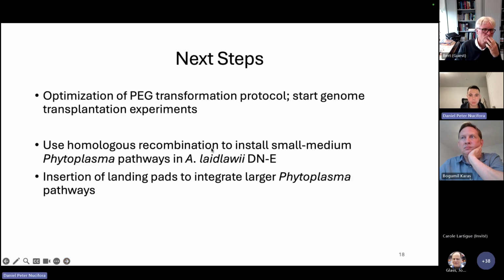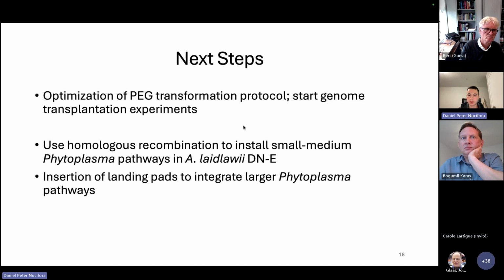So now that I've been able to clone the genome in yeast and kind of recreate that yeast strain, the only thing standing in the way between us and creating synthetic Acholeplasma cells is genome transplantation. We currently have a working PEG protocol that will likely need to be optimized in order for transplantation to be successful. So that's currently where I am, trying to optimize PEG transformation.